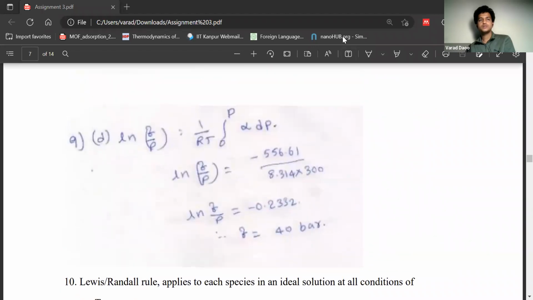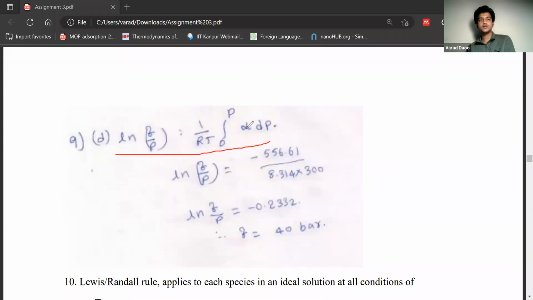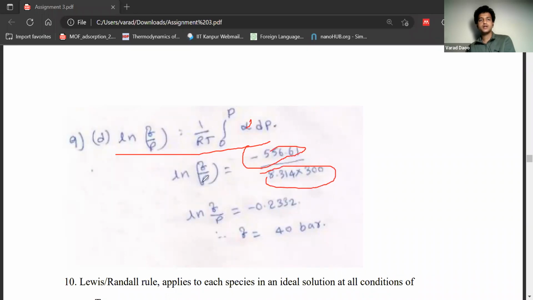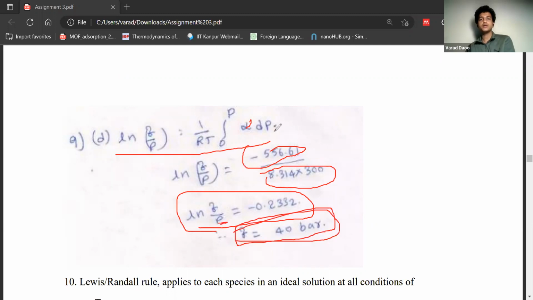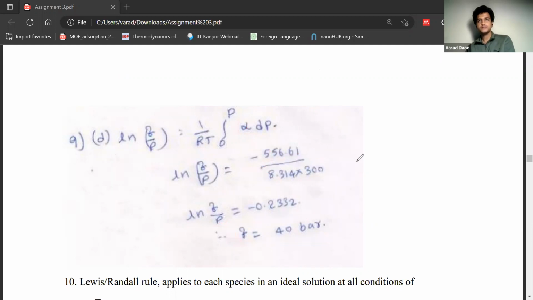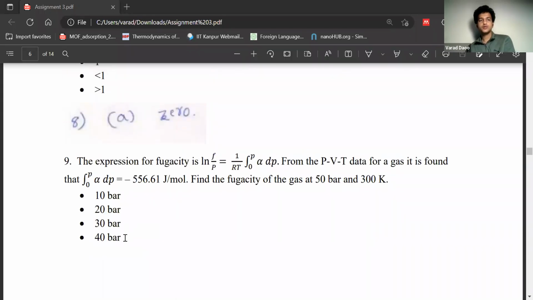Okay. You just check here that ln f by p has been given. Alpha has been given this. RT is this. So this comes out to be ln f by p. Just take exponential on both the sides and multiply it by p. You get this 40 bars. Okay, very straightforward question, formula based question. The answer is option D.